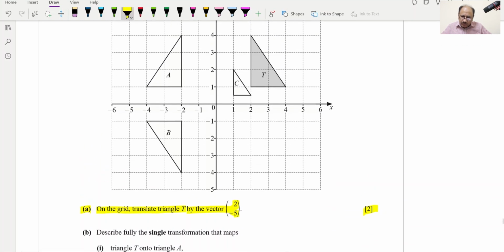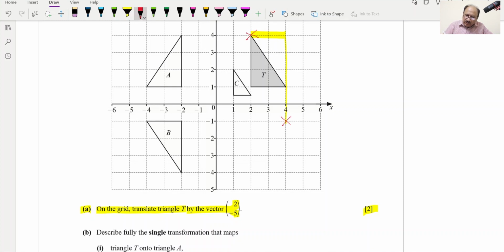So T we have to translate by 2 and minus 5. So we can consider this point, for example, this point. We can shift 2 units right. 2 units right mean this side, and then 5 units down. So 1, 2, 3, 4 and 5 units down. So we will reach at this location.